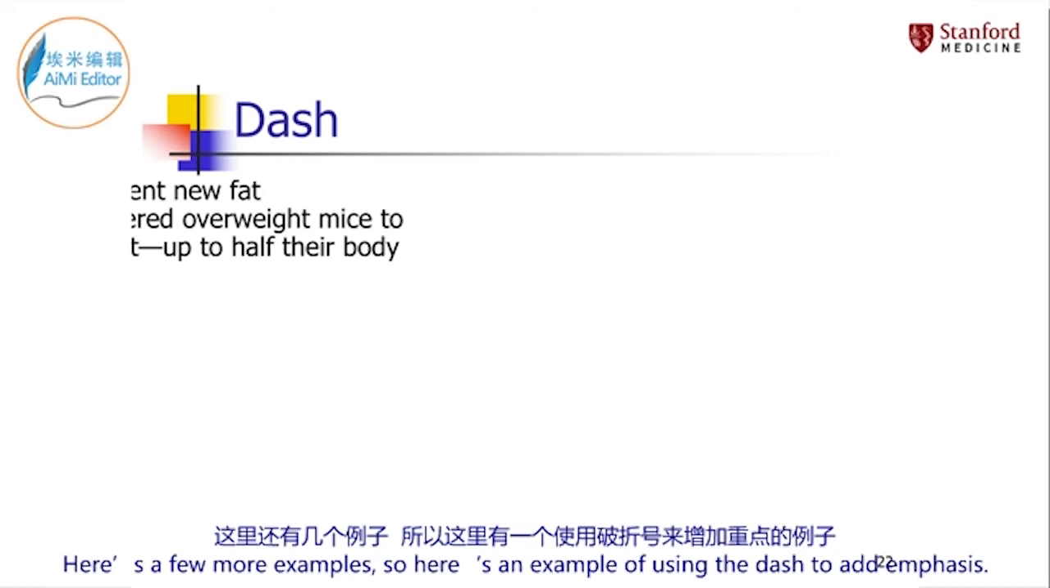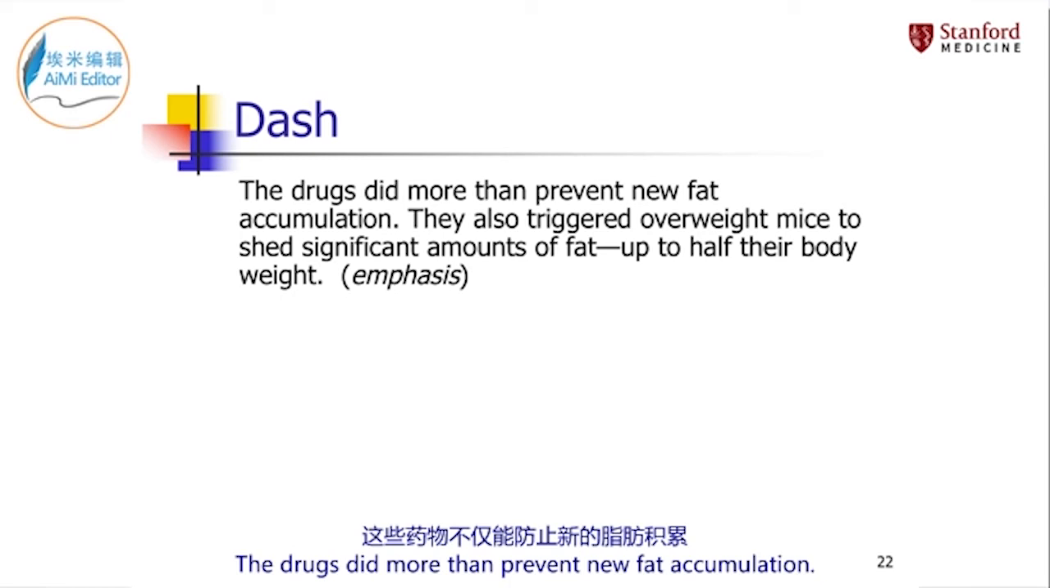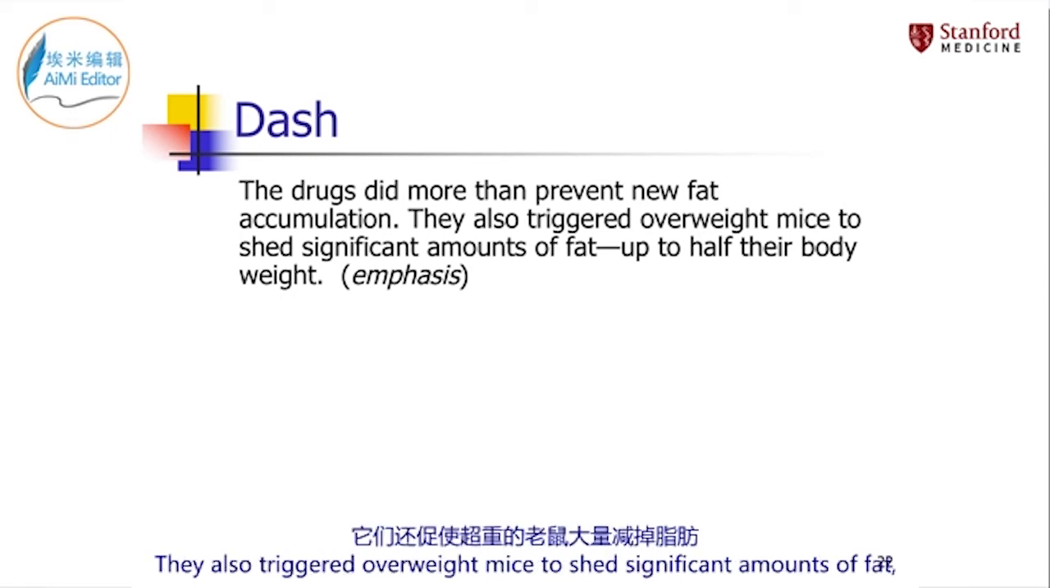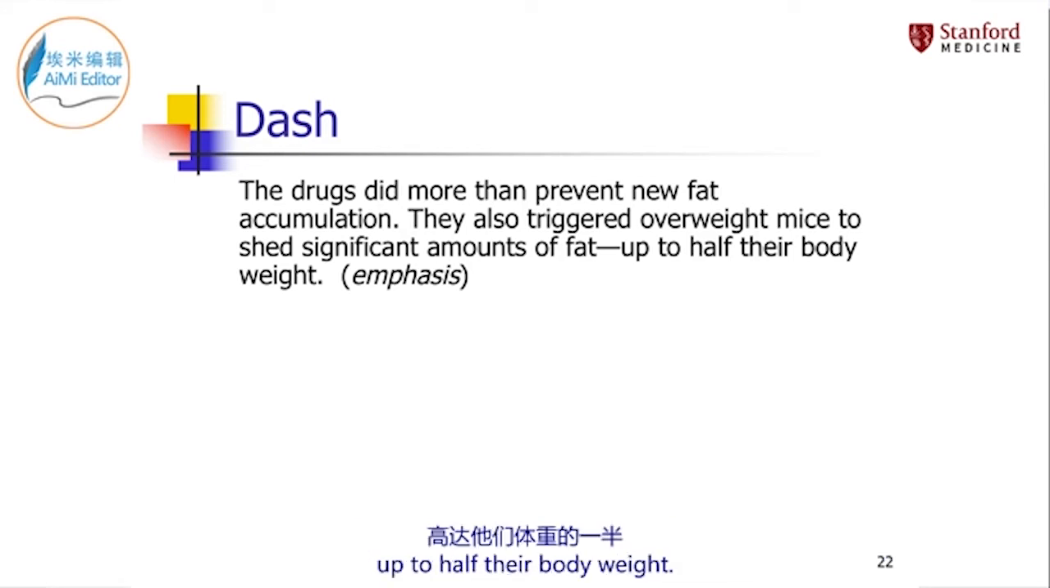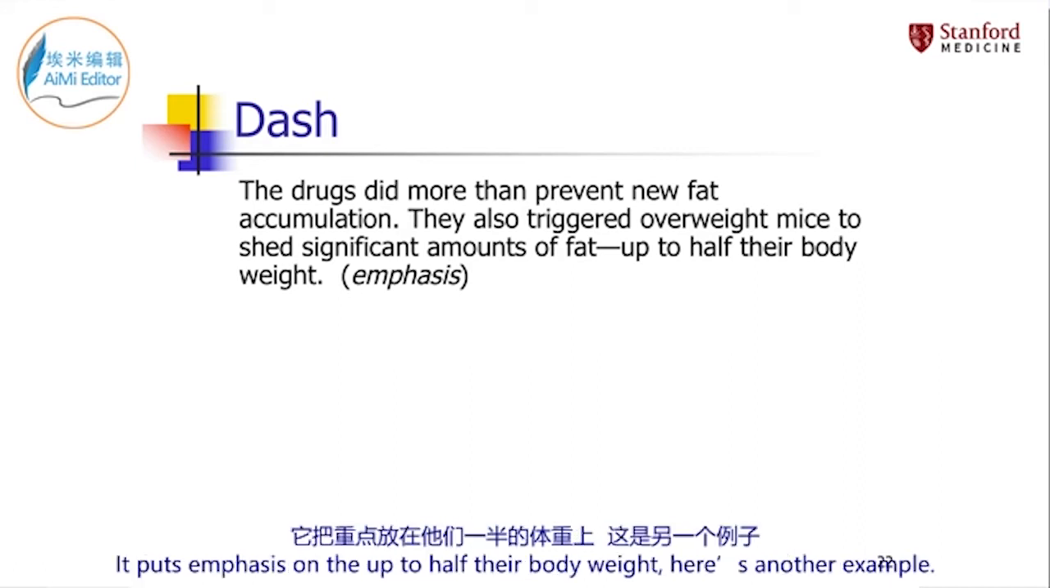Here's a few more examples. So here's an example of using the dash to add emphasis. The drugs did more than prevent new fat accumulation. They also triggered overweight mice to shed significant amounts of fat, up to half their body weight. Notice how the dash serves to emphasize the magnitude of the weight loss. It puts emphasis on the up to half their body weight.